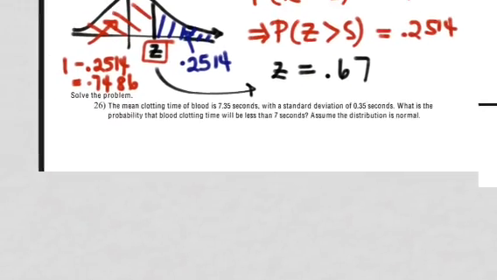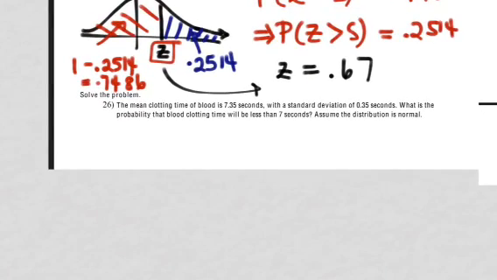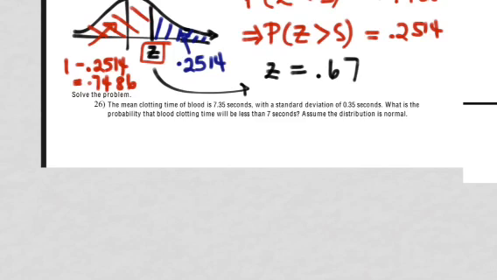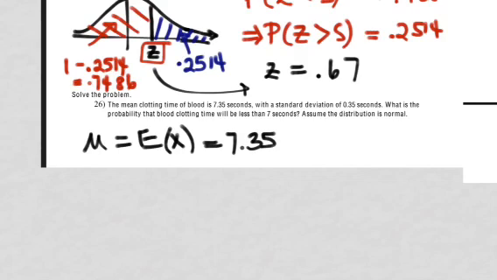All right, now let's see if we have enough space to try to do this last word problem. The mean clotting time of blood is 7.35 seconds. So that means that your expected value, so mean is the word that means expected value. And we tend to also write that as mu, with a standard deviation, which we tend to call sigma, of 0.35 seconds.